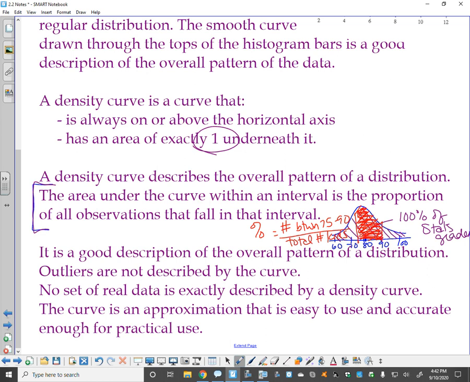So I hope if there's one thing you've taken away from stats thus far, it's that stats is not an exact science. We are predicting. We are making conjectures. We're gathering data and telling you the gist of what we see. But the conclusions about statistics are not an exact science. So the curve is an approximation that's very easy to use and widely used, and accurate enough for practical use.